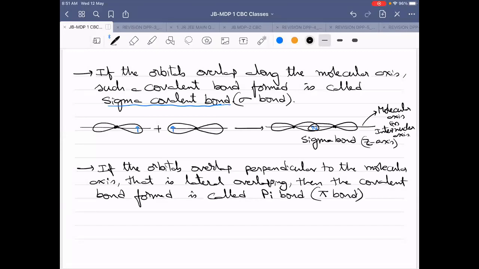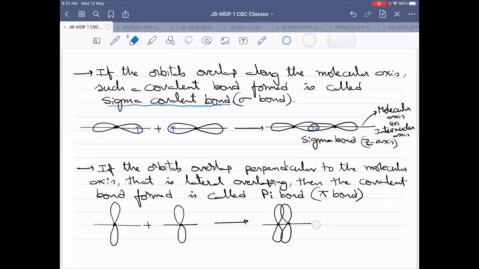That is, you see here, this is a molecular axis, z axis, but orbitals are present like this. So when such orbitals overlap, you will get a bond like this. Then it is called a pi bond. Pi bond. Understood the point?